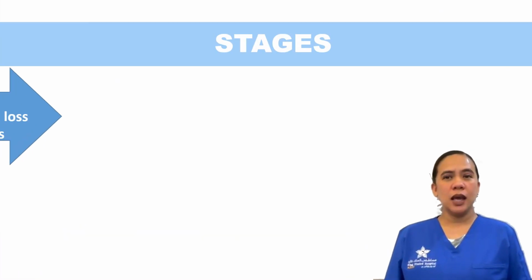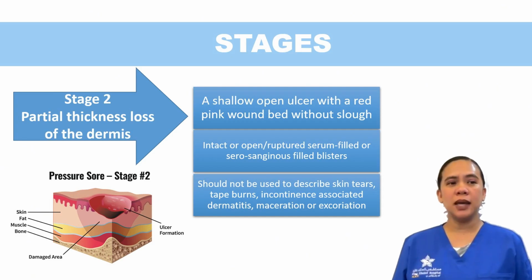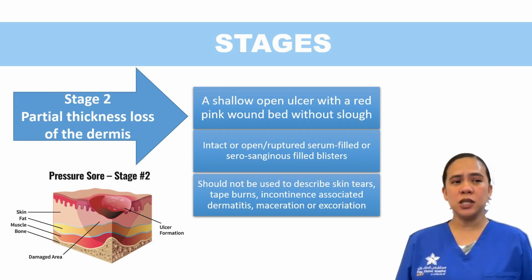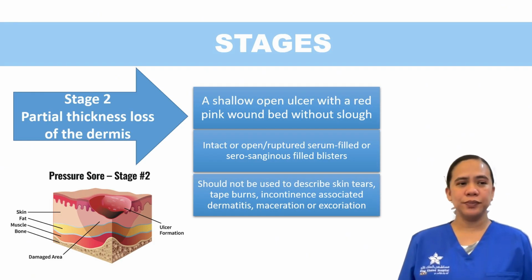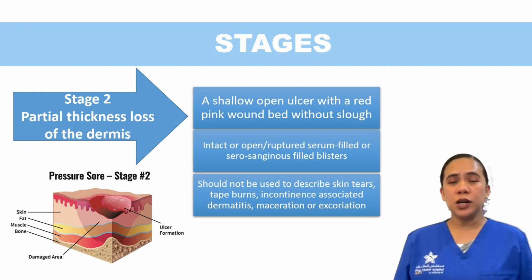Stage 2, partial thickness loss of the dermis. A shallow open ulcer with a red-pink wound bed without slough, or in the form of a blister that can be intact, open or ruptured. It can be serum-filled or serosanguinous also. It should not be used to describe skin tears, tape burns, incontinence-associated dermatitis, maceration, or excoriation.